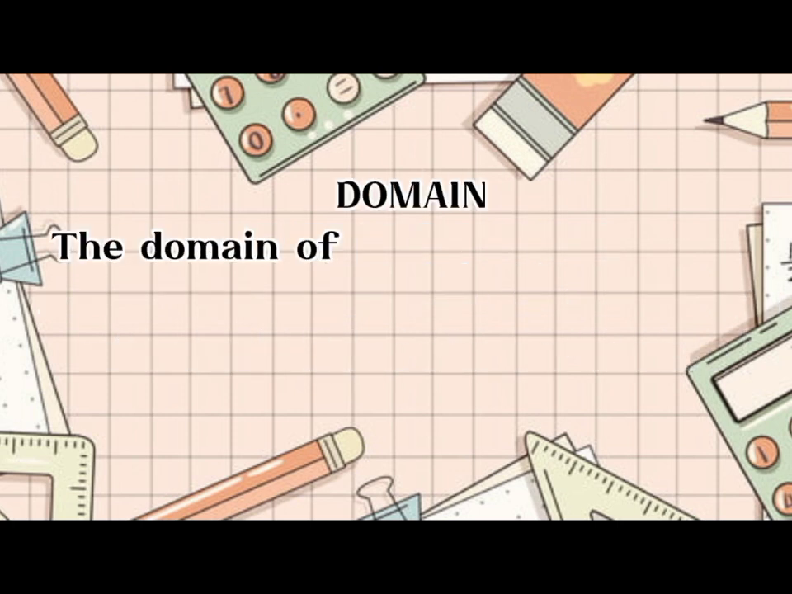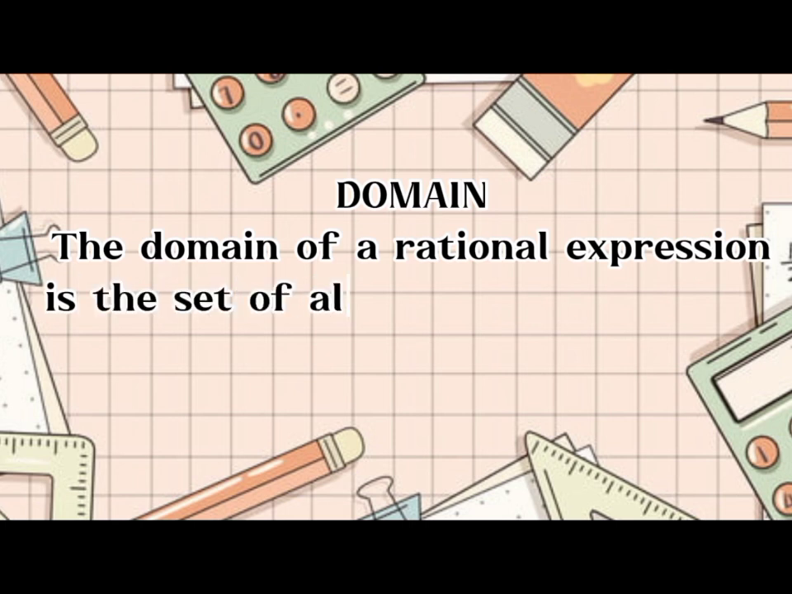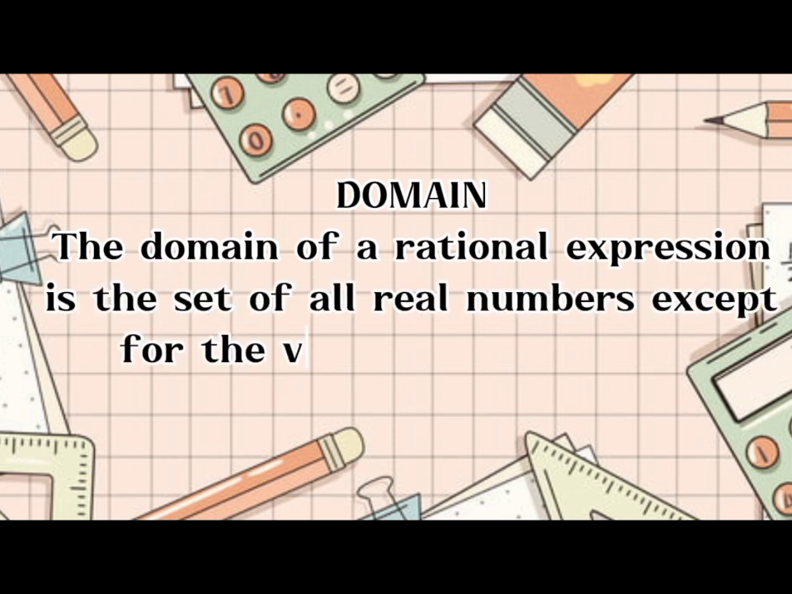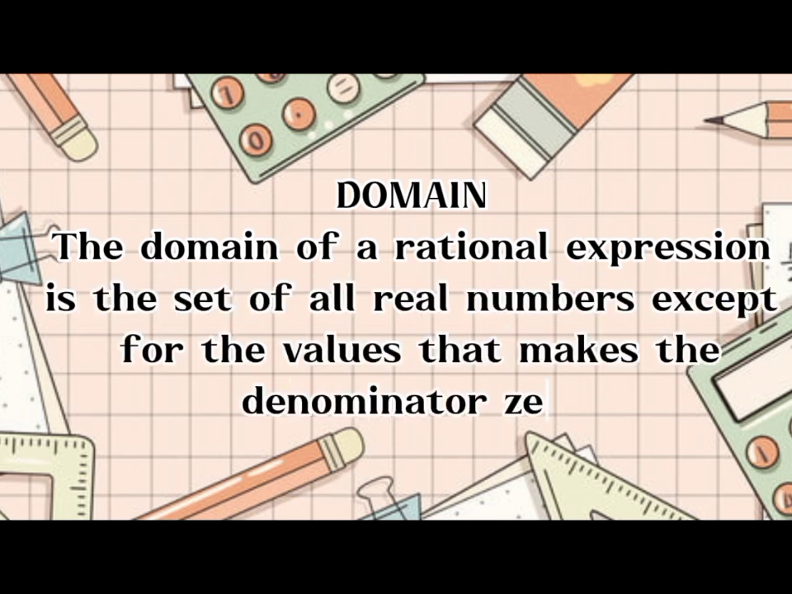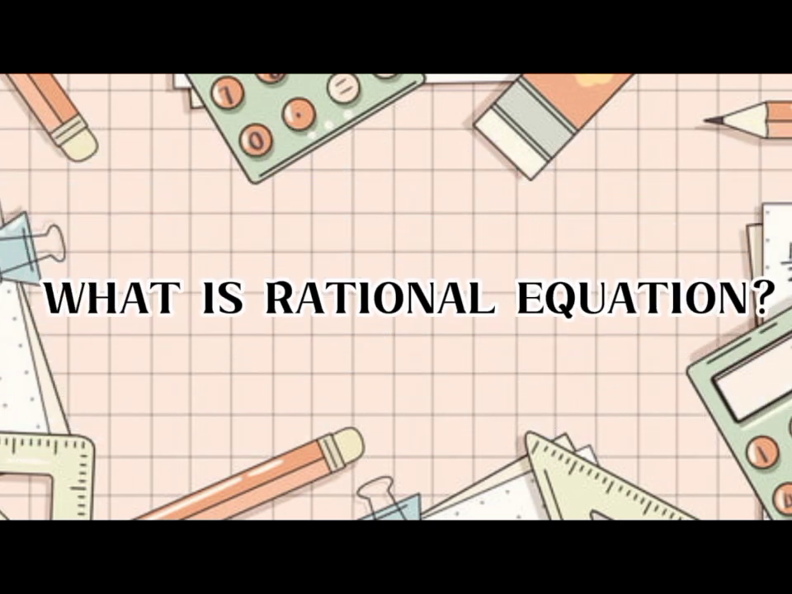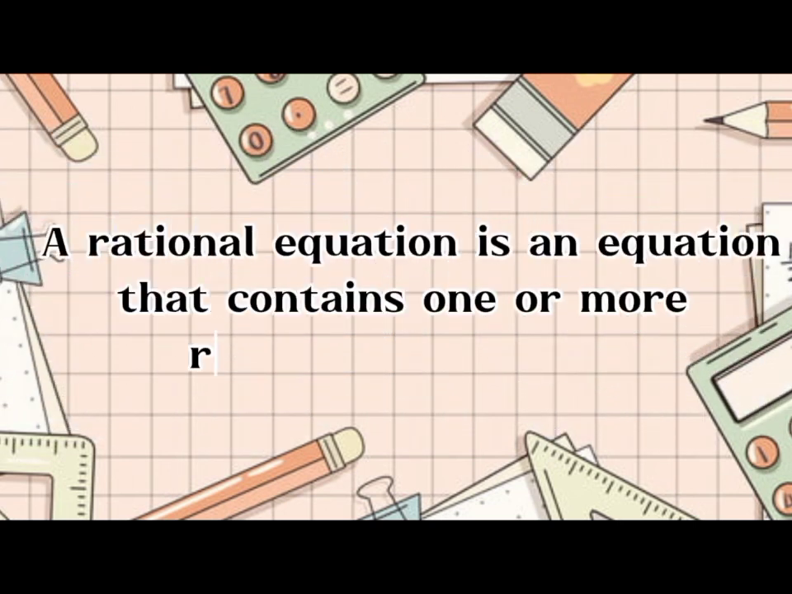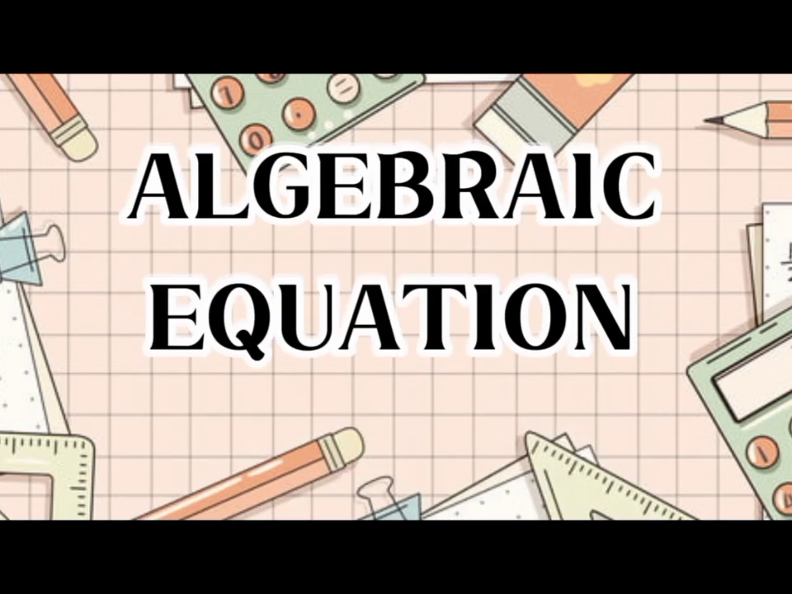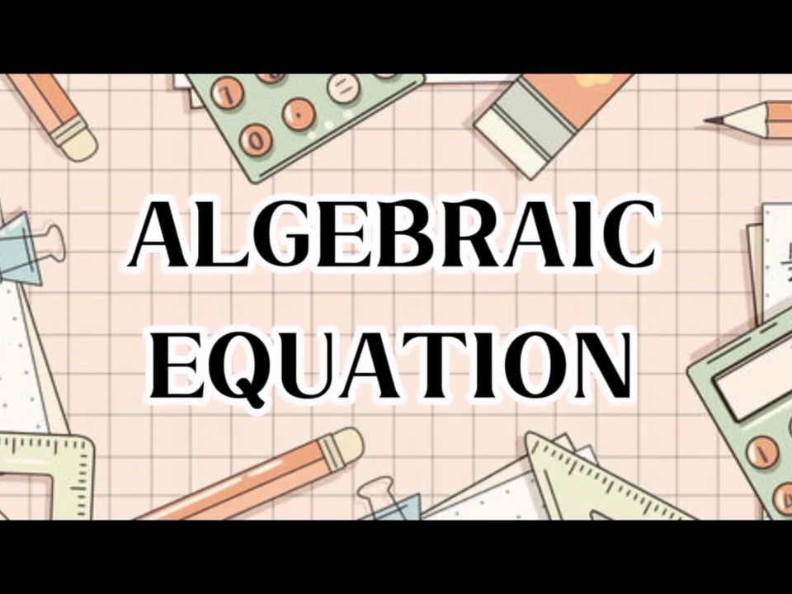Domain. The domain of a rational expression is the set of all real numbers except for the values that make the denominator 0. What is a rational equation? A rational equation is an equation that contains one or more rational expressions. Another term for rational equation is an algebraic equation.